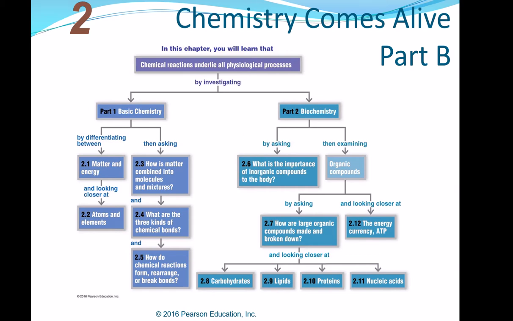So in the first lecture we talked about matter and energy, atoms and elements, and then molecules, compounds, and mixtures. This lecture is going to focus solely on section 2.4 and chemical bonds, which is unarguably one of the most difficult concepts that students have in this chapter.